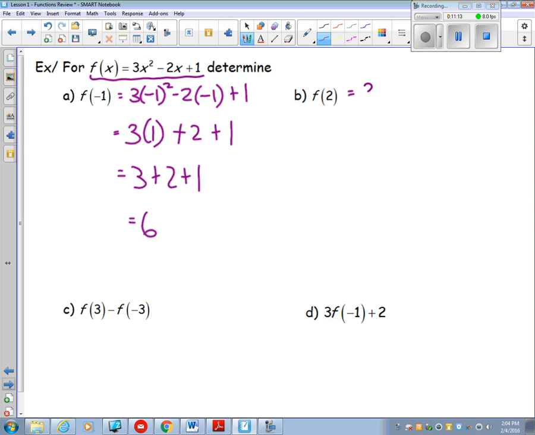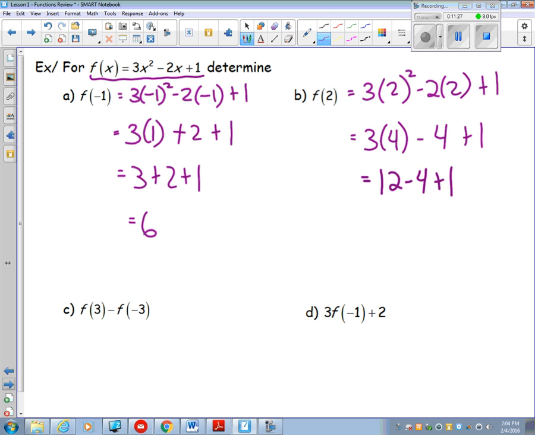Same ideas. 3 times 2 squared minus 2 times 2 plus 1. 2 squared is 4, minus 2 times 2 is 4, plus 12 minus 4 plus 1 gives us 9. Hey, you don't have to show all those parts and pieces. It's fine if you want to put in your calculator the way it looks. Just be careful with brackets, especially when you have negative signs involved in things, right?